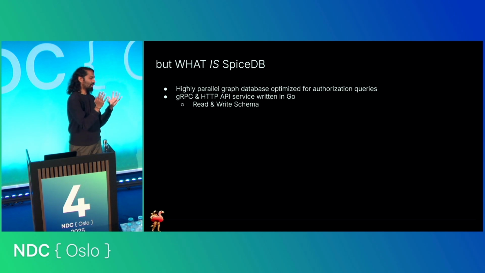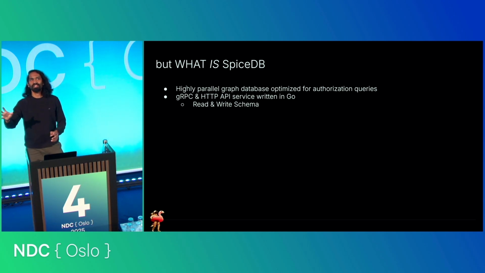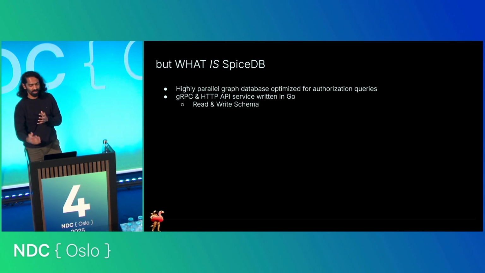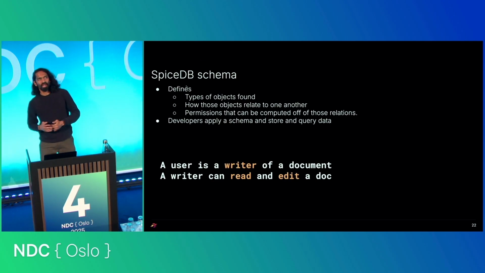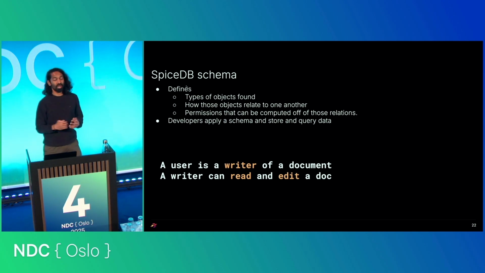And essentially, you can take any use case you have. Say you're in finance or SaaS software, or you're building a social network, you can take that use case and represent it in the schema. So going back to our classic Google Docs example, you say something like a user is a writer of a document. The writer can read and edit a doc. So how do you represent this in schema?